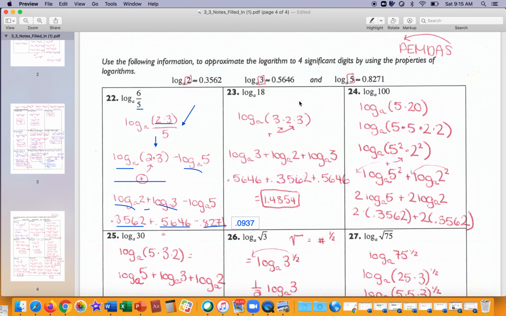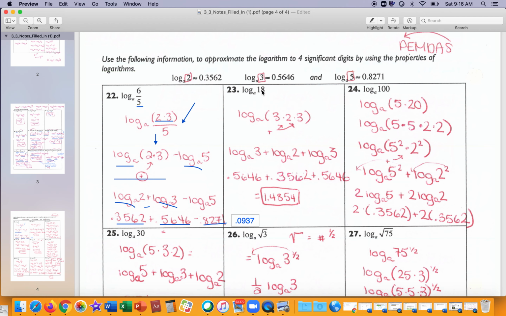Just going to do a few more examples. So again, we want to work with 2s, 3s, and 5s so that we're not doing change of base in our calculator. Well, actually, you couldn't do change of base because you don't have a value in the A spot. Okay, so we want to work with the 18.